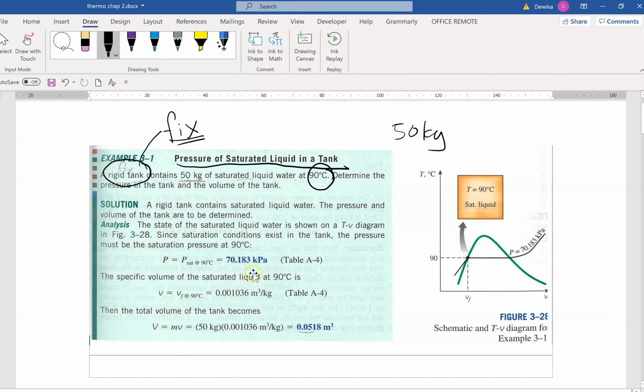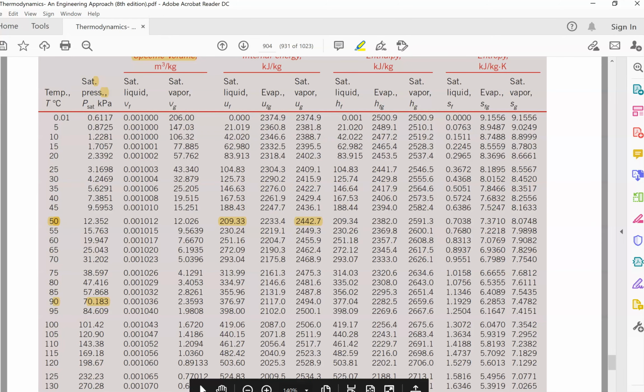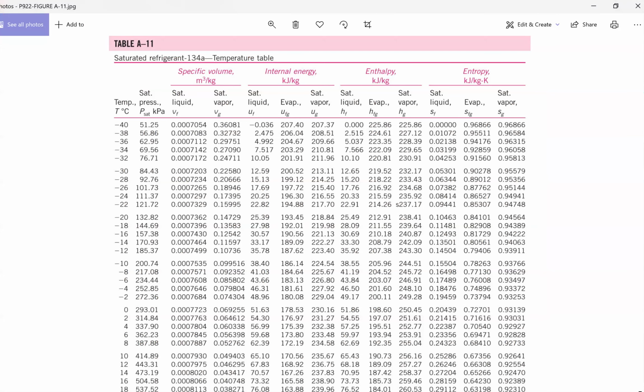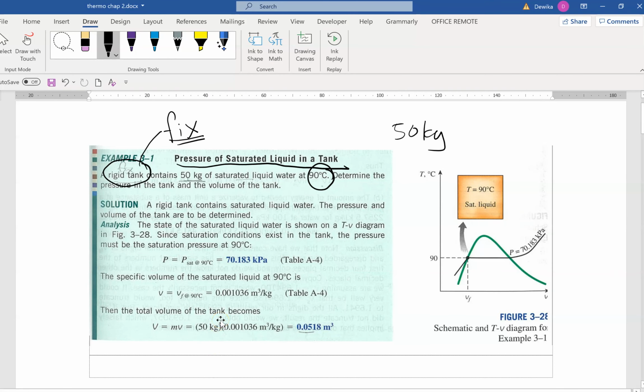Next, they are asking what is the specific volume at saturated liquid. Saturated liquid is vf, right? Go to vf. Where's vf? Put your ruler there. This is the value. Now remember, this value is actually specific volume. So you take the reading and multiply by 50, because 50 is the mass given in the question. When you multiply, the mass cancels off and you get the exact volume of the tank. That is how you solve this question.